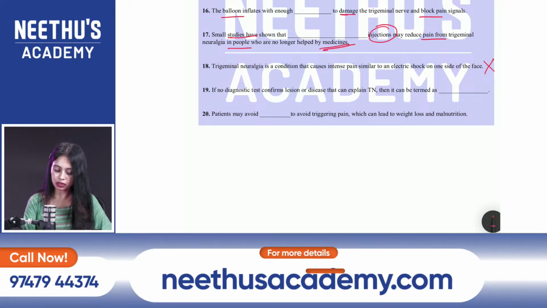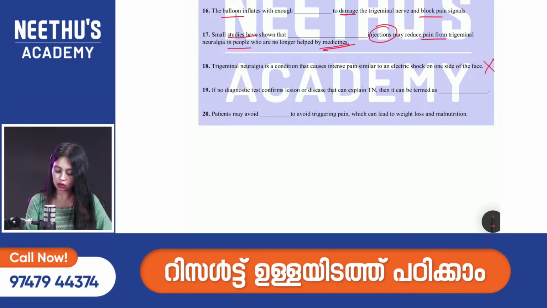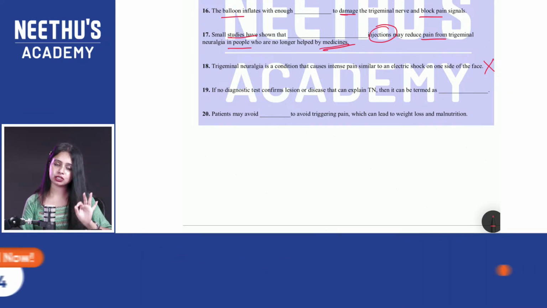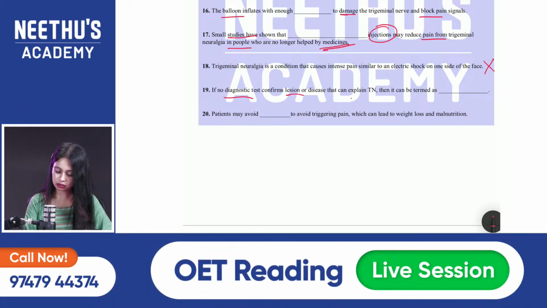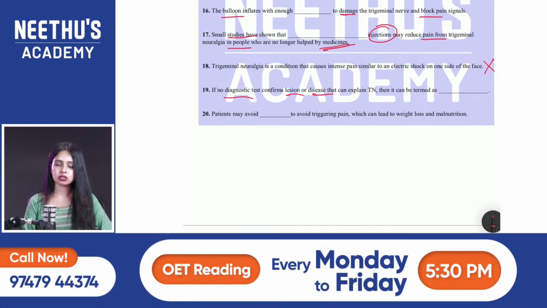19th one: if no diagnostic test confirms a lesion or disease that can explain TN, then it can be termed as dash. Termed as what? Diagnostic, then lesion, yes. Disease also. Yes, I am marking disease.